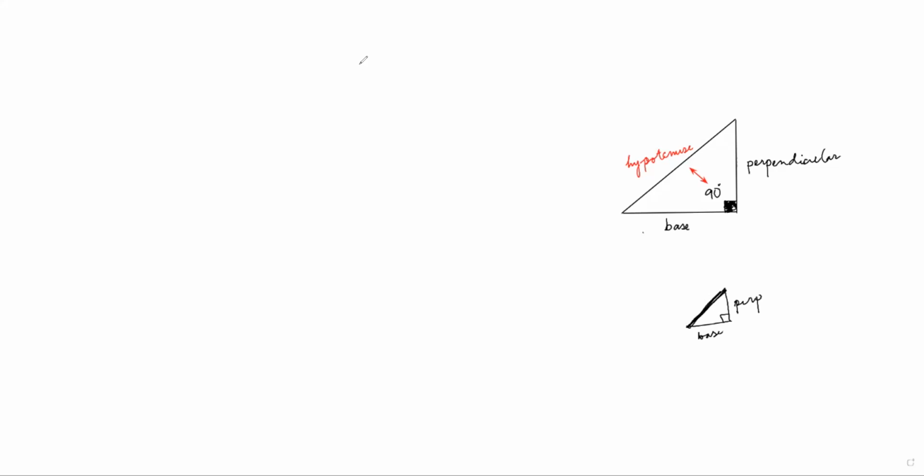Now, what is the Pythagoras theorem? The Pythagoras, check the spelling properly. Pythagoras theorem says that the square on the hypotenuse is equal to the sum of the squares on the other two sides.